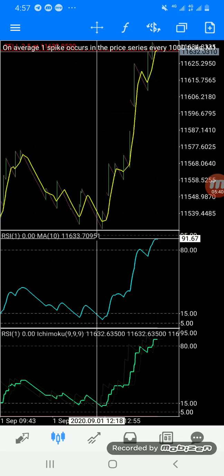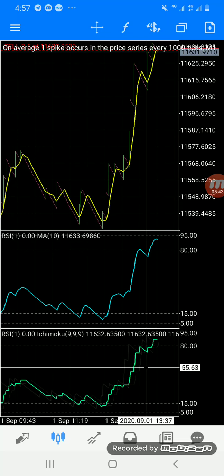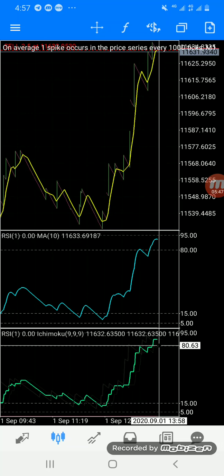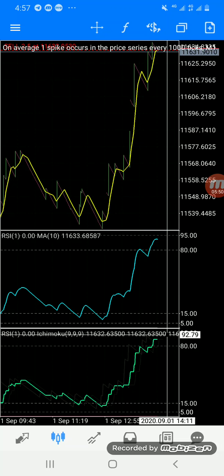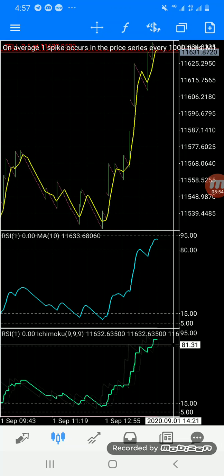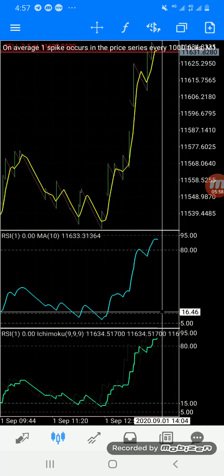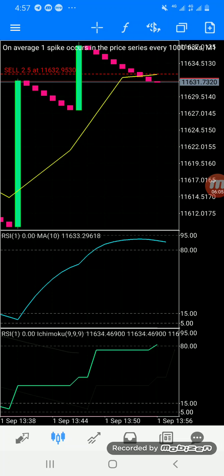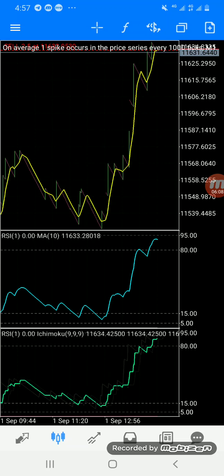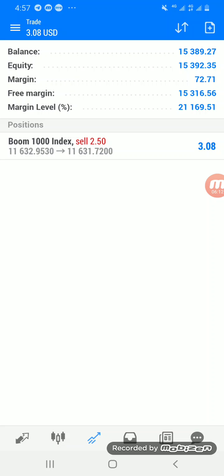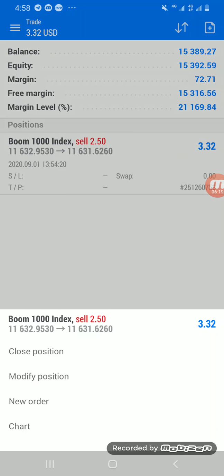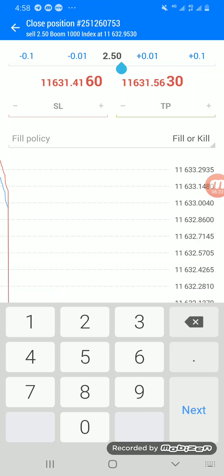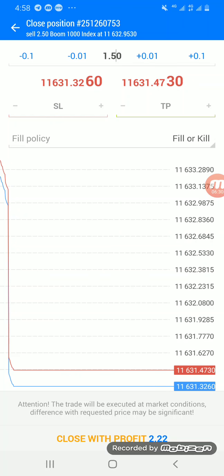So if the RSI is above level 80 and below 95, that means it's between 80 and 95. Then I place and wait till 3 candles. Let me see. So I only have 1, 2, and then I wait till it reaches 3. Then I close $5 or $3. And then always think about how you can reduce the lot size. Like this time, I'm going to reduce the lot size. I close and say I'm going to take 1.5 profit.